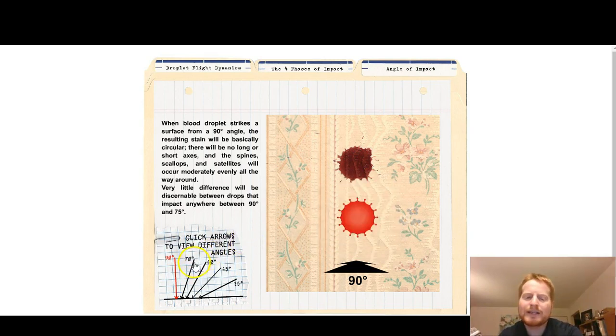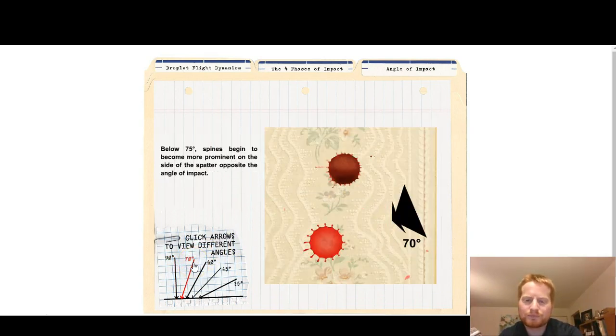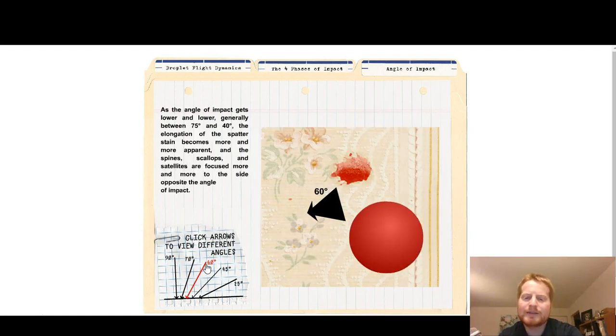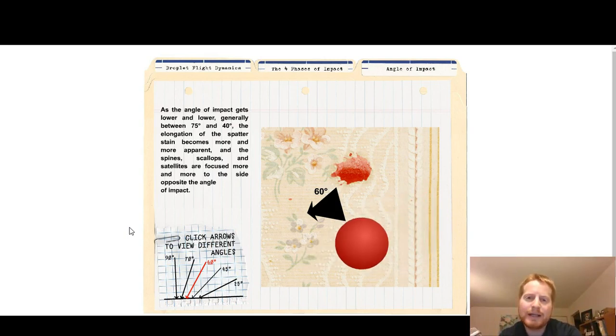This is what it's going to look more like if we have a 70-degree drop. So compared to the surface, here's our flat surface. Instead of dropping straight down, it's dropping at a 70-degree angle of impact. And we notice that the spines begin to become more prominent on the side of the spatter opposite the angle. So like we said, it kind of gives us a little bit more directionality, but we'll start to see more spines to one side as this angle changes. And then as this angle gets smaller again, it starts to become gradually more and more emphasized, and we start to see the blood droplet become more elongated as we go lower and lower in angle of impact.